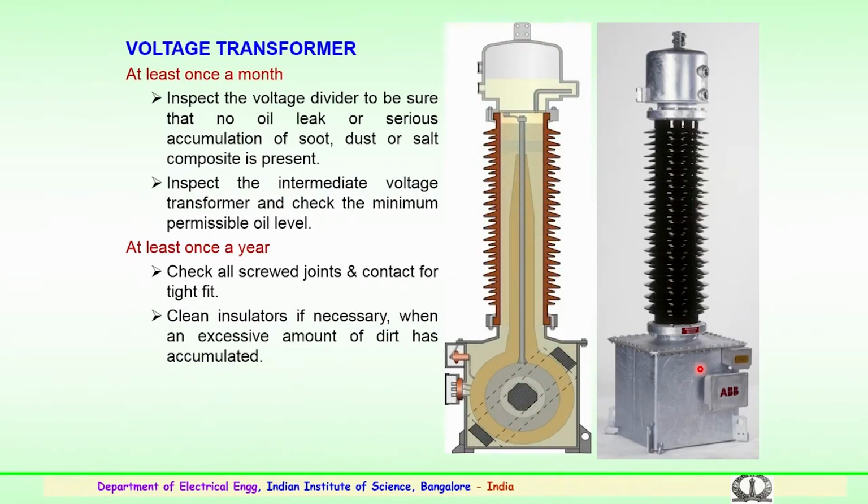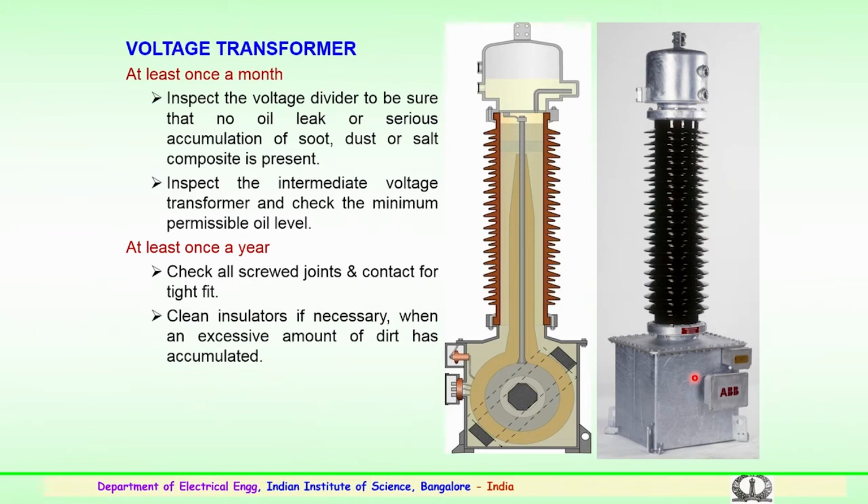Then we have two important components, the voltage transformer or potential transformer and the current transformer. For the voltage transformer, an inspection at least once a month is essential to check the voltage divider and to be sure that there is no oil leak, which is serious, or a serious accumulation of soot, dust or salt composite. If present, it has to be removed.